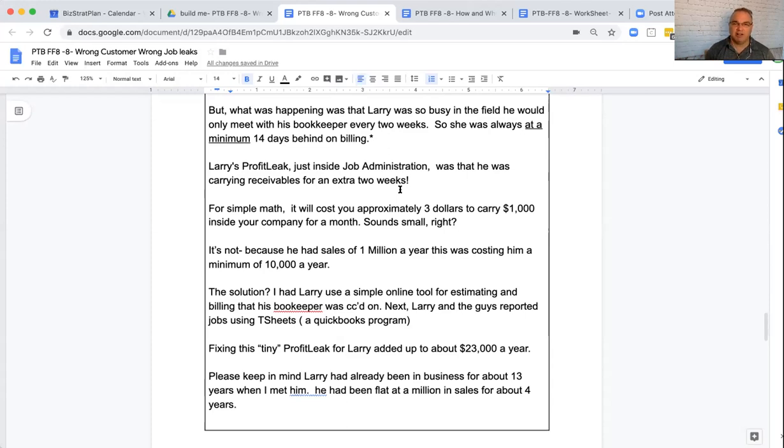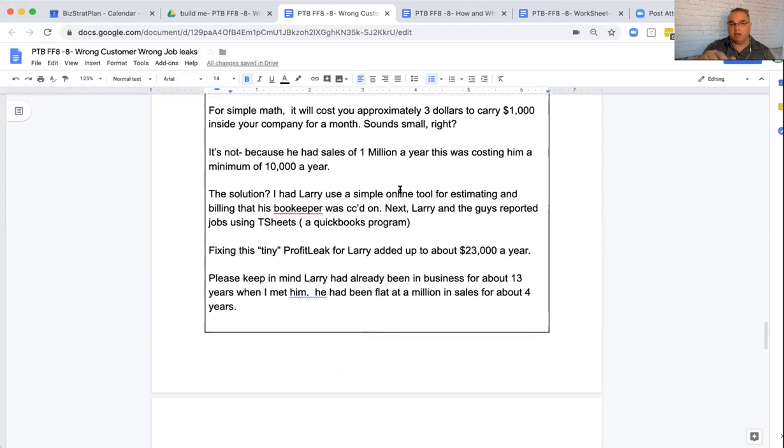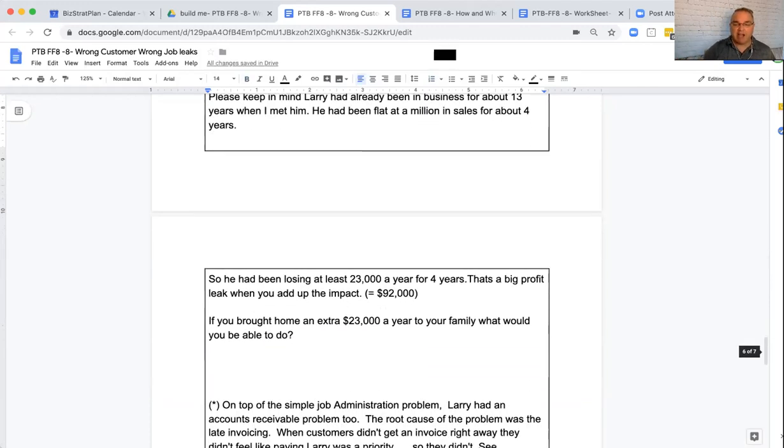It just looks so small. But when you do the math and you think about the impact, by the way, not taking into account the accounts receivable impact on this, it's just so much bigger, right? So when I met Larry, he'd been in business about 13 years, but this problem had been around for 4 years. He'd been at about $1 million for 4 years. And so that means the actual impact, $92,000. Let's just call it 100 grand, right? It's a lot of money. What would happen in your family if you brought home an extra $23,000 this year?